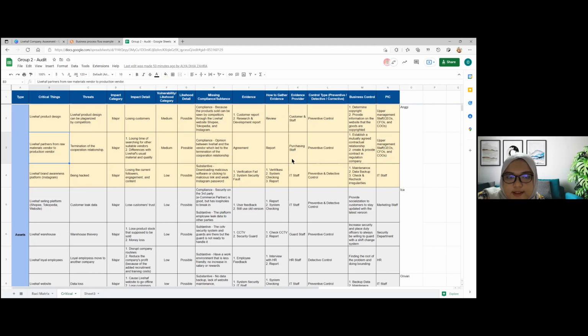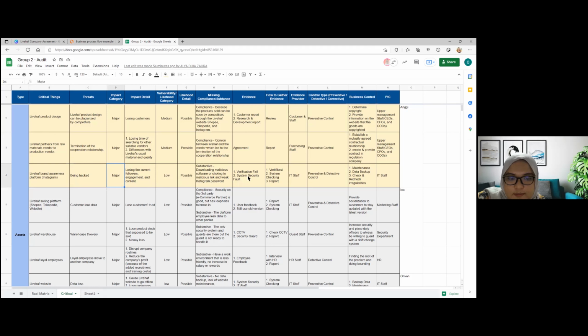Third, the critical thing is the Livehaf brand awareness platform, which is Instagram, and the threat is being hacked. And the impact category is major. For impact details, we'll be losing current followers, engagement, and content. Vulnerability will be low. Likelihood details is possible. And this case is missing substantive compliance because of downloading malicious software or clicking a malicious link and the Instagram password.